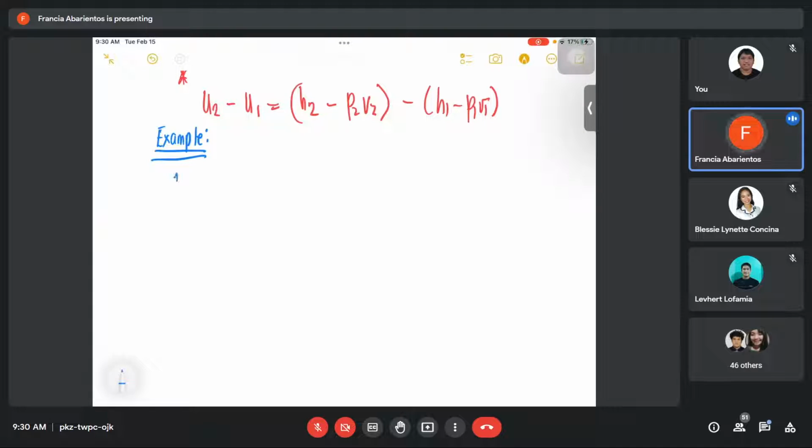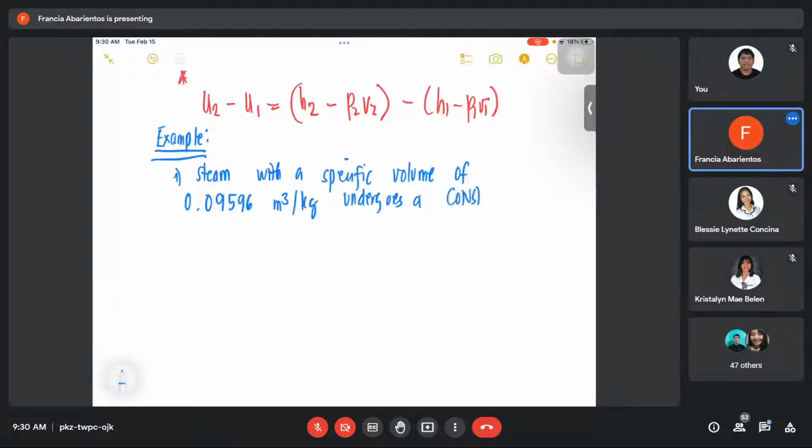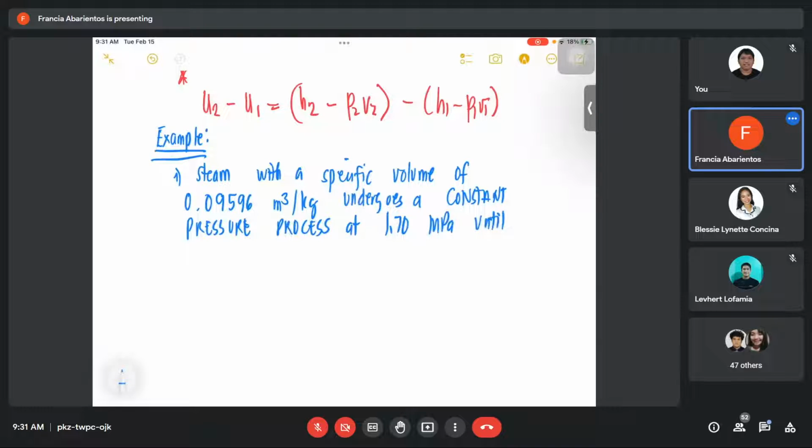Number 1. Steam with a specific volume of 0.09596 cubic meter per kilogram undergoes a constant pressure process at a given 1.7 megapascal until the specific volume becomes, okay, quite long class, 0.13796 cubic meter per kilogram.